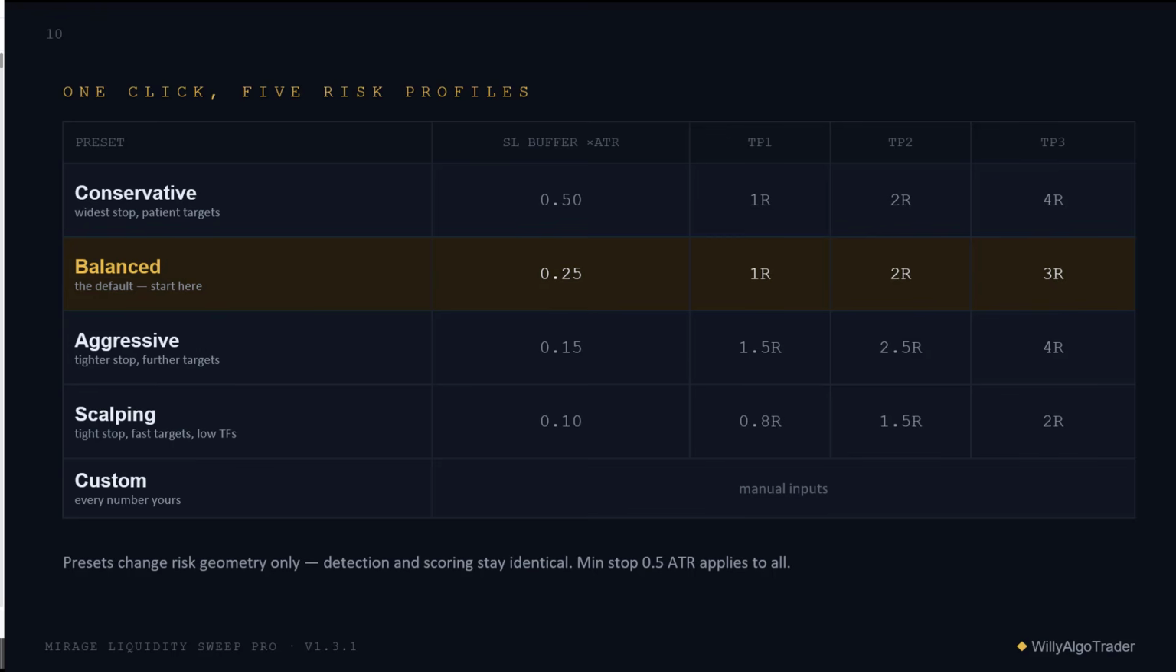5 presets, 1 click. Conservative: wider stop, targets out to 4R. Balanced: the default. Aggressive: tight stop, runs to 4R. Scalping: tightest of all. Or custom: dial in your own buffer and multipliers. Pick the one that matches how you trade and you're done.